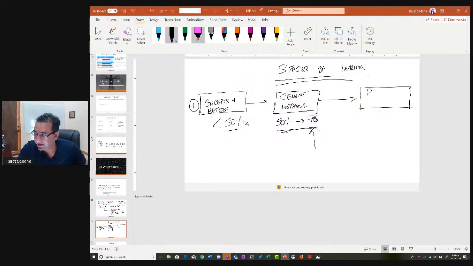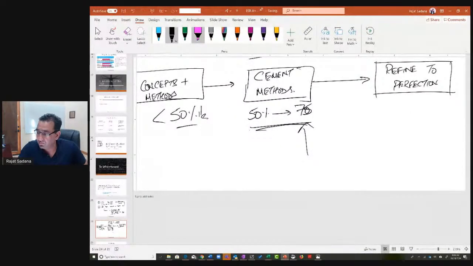And the third stage is refine to perfection. And this is where you go from that 75 plus to 90.